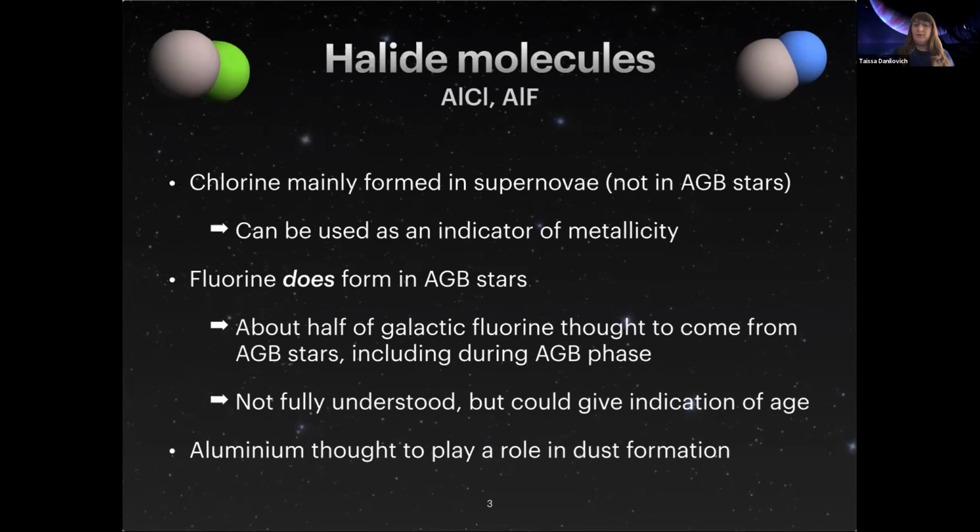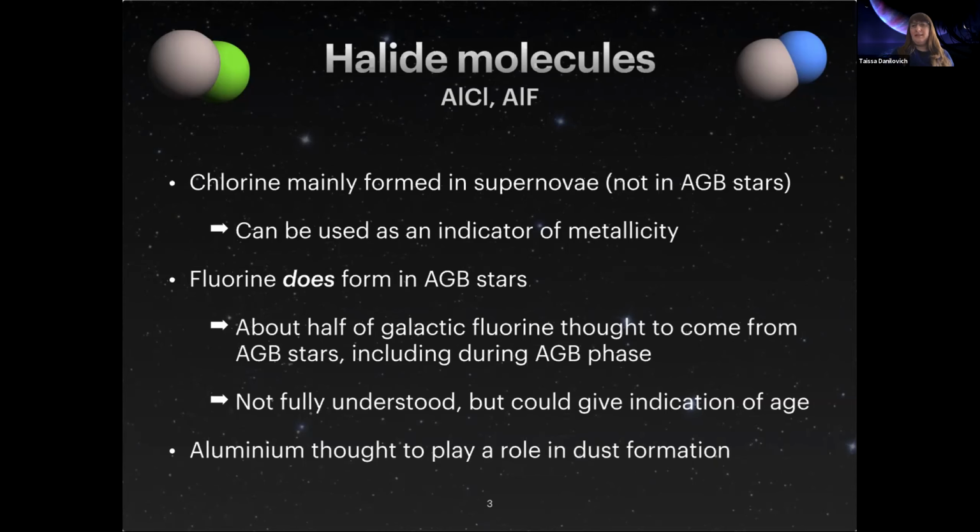Then on the topic of the actual halides themselves. The halides are the column in the periodic table that's second from the right. So fluorine, and here aluminium fluoride, but fluorine itself is particularly interesting since it is formed in AGB stars while they're on the AGB. The exact amount overall that's formed is still a bit under debate, but it's thought that maybe about half of the galactic fluorine has come from AGB stars.